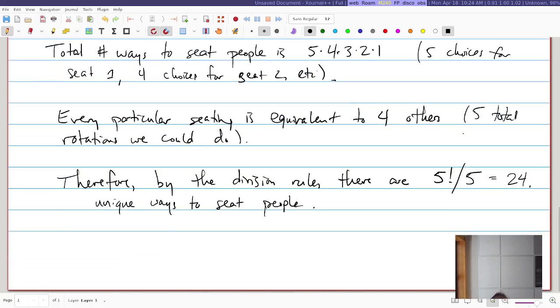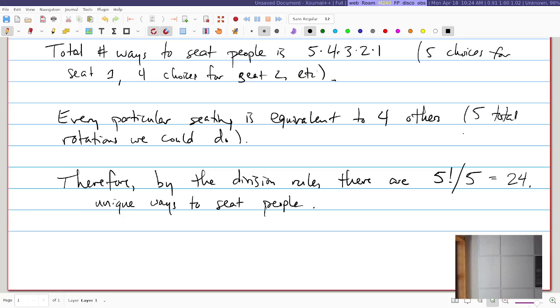Another way to see this, since this is using the division rule, is that there's actually another way we could come at the same answer without using the division rule. For this example, we say person A has to sit somewhere, and it doesn't really matter where they sit, because whatever seating I had, I could just have everyone stand up and rotate until person A was sitting in a specific spot. So let's just say that person A always has to sit in seat 1.